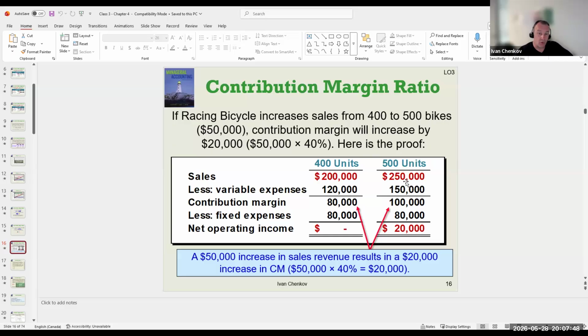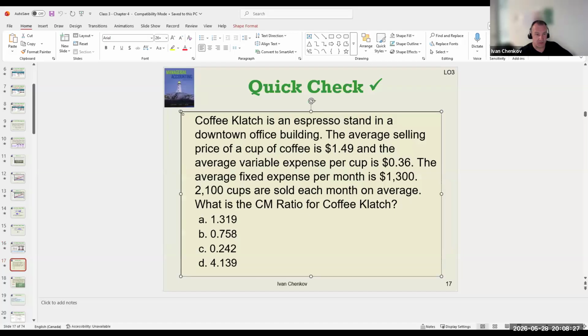So what's going to happen now? Only on the $50,000 increase, only 40% is going to flow to my contribution margin. And since I've covered my fixed costs, that's going to go directly to my operating income. How much is 40% of the $50,000? $20,000. If my sales increase by, let's say, $100,000, only 40% is going to flow to my operating income, or that will be a $40,000 increase in operating income. Now let's practice this in one question with this coffee shop.